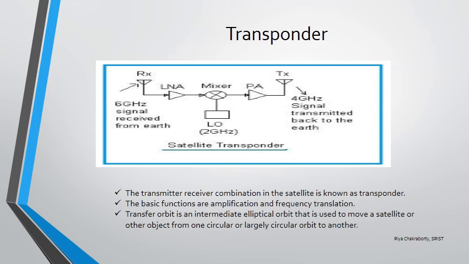This is the basic block diagram. There are a receiving antenna RX, LNA meaning low noise amplifier, a mixer, LO meaning local oscillator, PA meaning power amplifier, and TX meaning transmitting antenna. This is actually the transmitter-receiver combination.